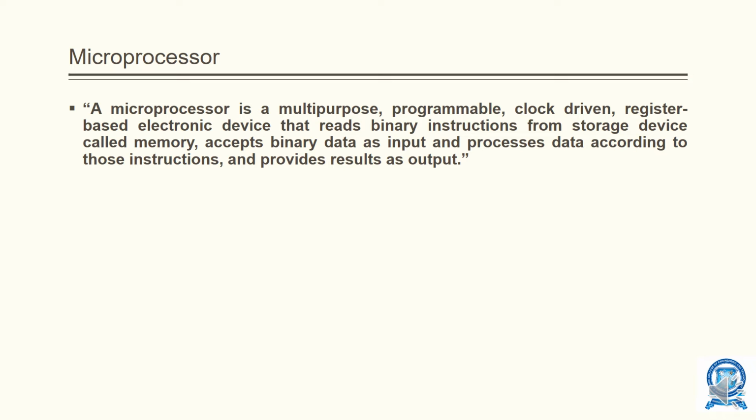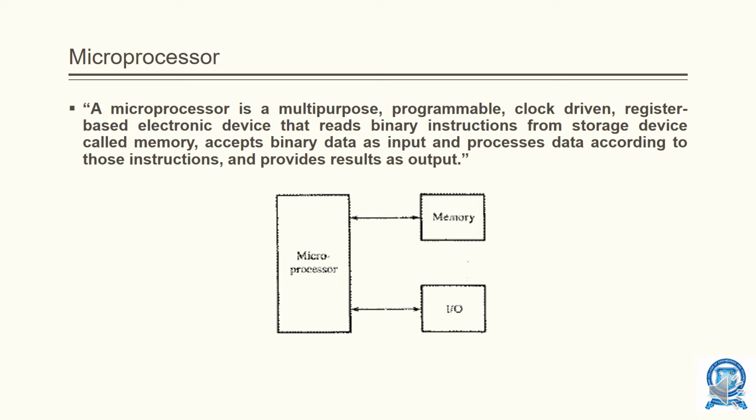A microprocessor is a multi-purpose programmable clock-driven register-based electronic device that reads binary instructions from a storage device called memory, accepts binary data as input and processes data according to those instructions, and provides results as output. Here you can see the basic block diagram of a microprocessor, and it is associated with the memory and the I/O devices.